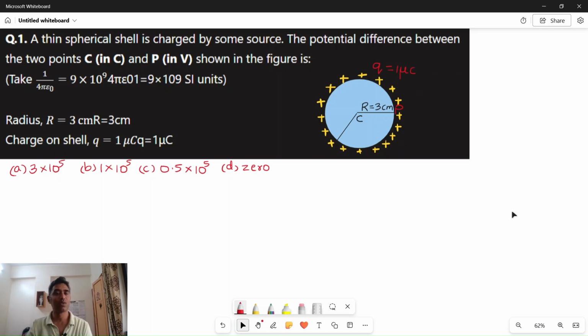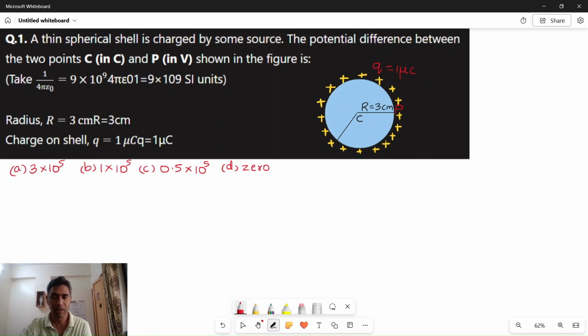Okay. So first question is from electrostatic potential. A thin spherical shell is charged by some source. Potential difference between the 2 points C and P as shown in the figure is. Radius of the sphere is given 3 centimeters. Charge on the shell is 1 microcoulomb. Okay. So ಇದೊಂದು ಸ್ಪೆರಿಕಲ್ ಶೆಲ್ ಇದೆ, ಇದರ ಮೇಲೆ ಚಾರ್ಜ್ Q 1 ಮೈಕ್ರೋಕೂಲಮ್ ಇದೆ. There are 2 points C and P.